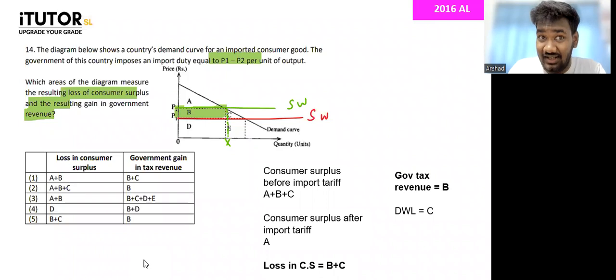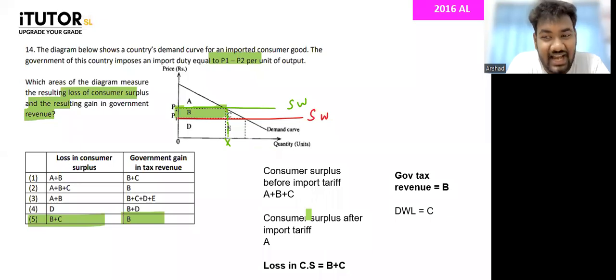So which one is our answer then? Our answer is the fifth one, right? So loss in consumer surplus is B and C. Gain in government tax revenue is B. Is that okay, guys?